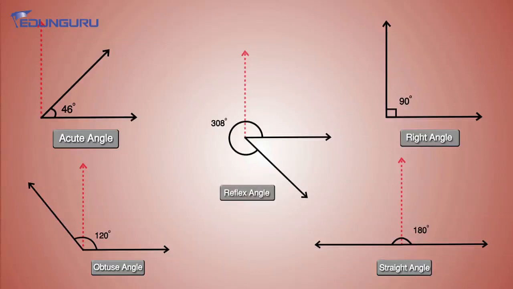Now students, it's clear what is an acute angle, less than 90 degrees, an obtuse angle, more than 90 degrees, an angle equal to 90, that is a right angle, an angle exactly equal to 180 degrees is a straight angle, an angle greater than 180 degrees but less than 360 degrees is called a reflex angle.